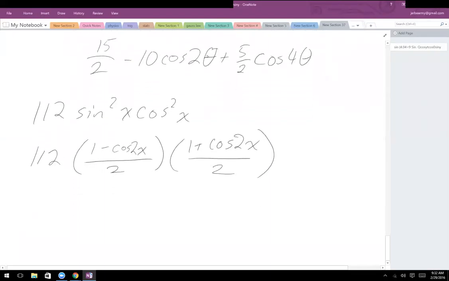Okay, so sine squared x. Actually, this one's nice because when we multiply, half of it cancels out, right? Sine squared x is 1 minus cosine 2x over 2. Cosine squared x is 1 plus cosine 2x over 2, right? So on the bottom, we have 2 times 2 is 4, so 1 over 4 times 1 minus cosine squared 2x.